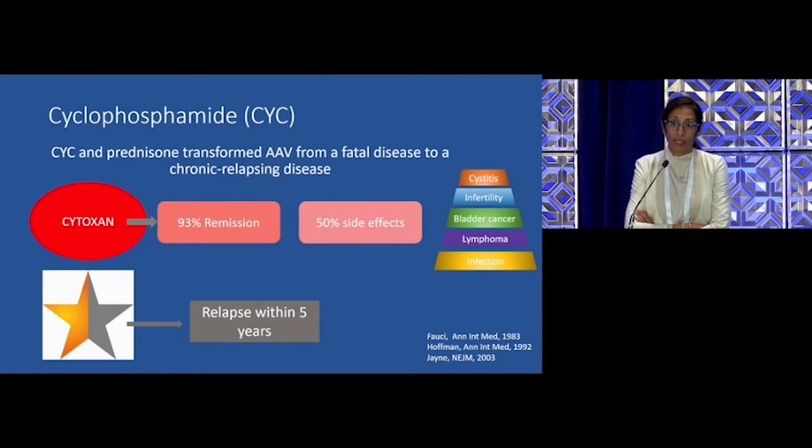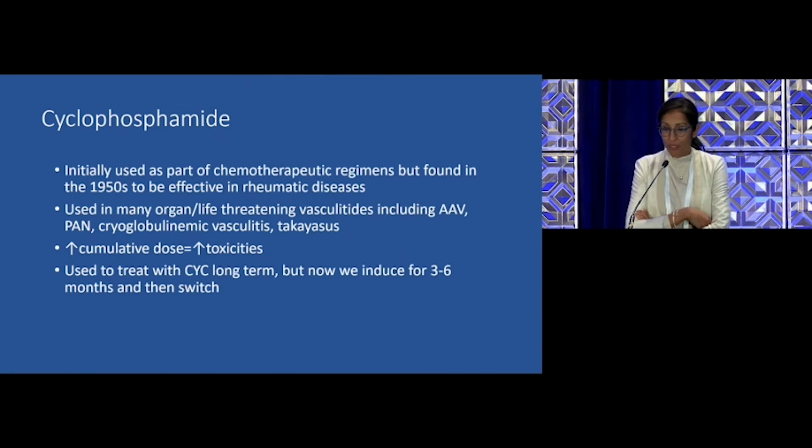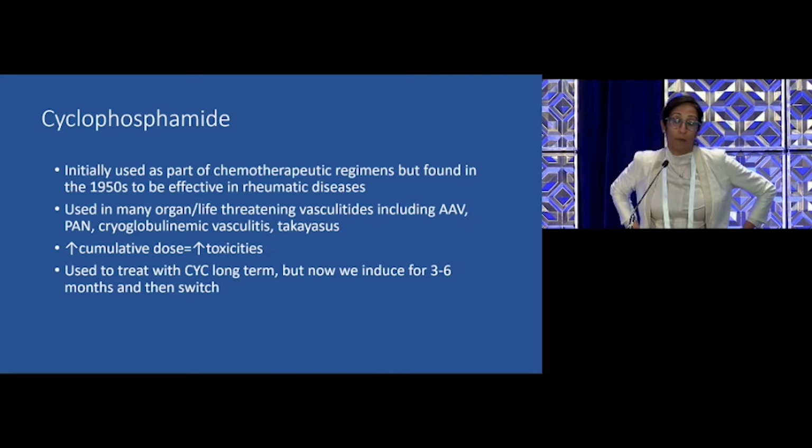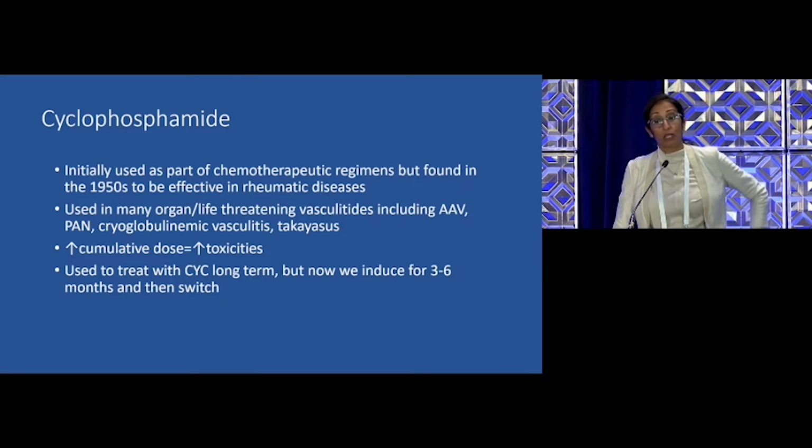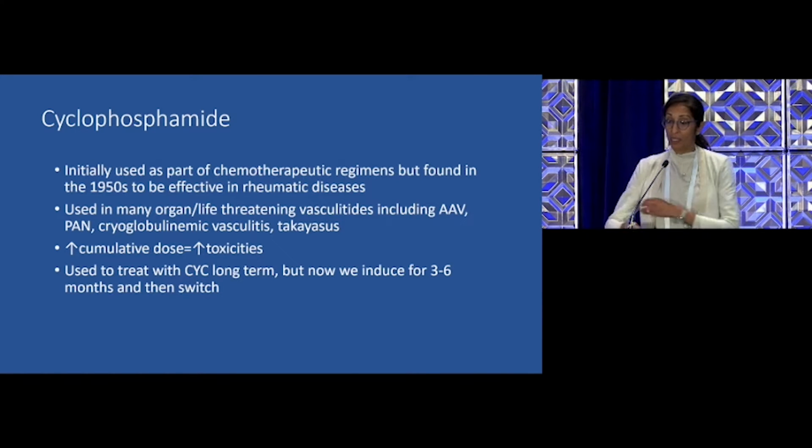And beyond the fact that we were suffering from all these side effects, relapses were also still very common. Relapses were about 50% in the first 5 years. And we know that every time there's a relapse, there's more inflammation, more damage, more medications. So what can we use to try to break that cycle? Cyclophosphamide was initially used as a part of chemotherapeutic regimens, but it was found to be effective in some rheumatic diseases. So we use it in a lot of organ and life-threatening vasculitis.